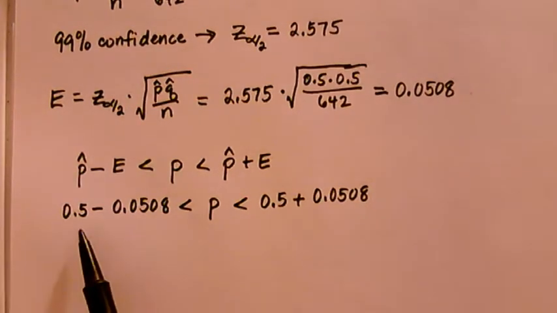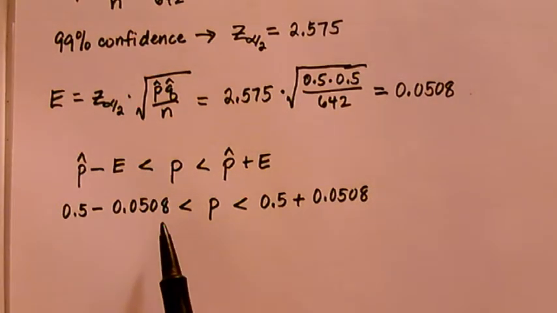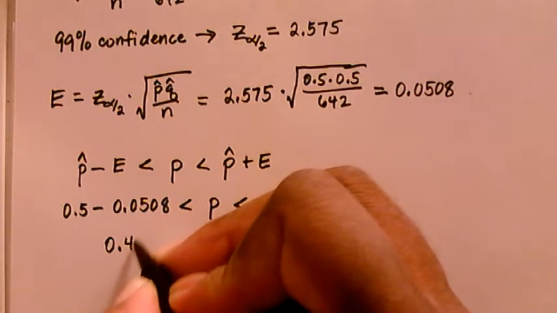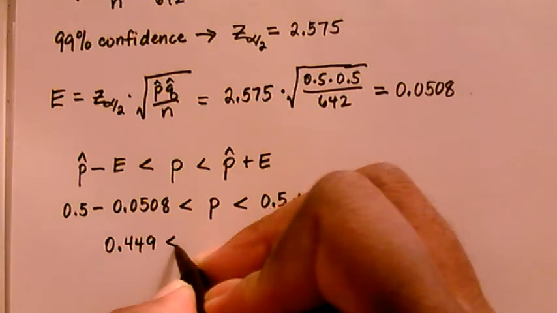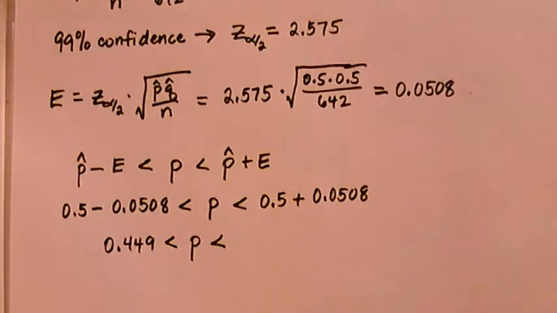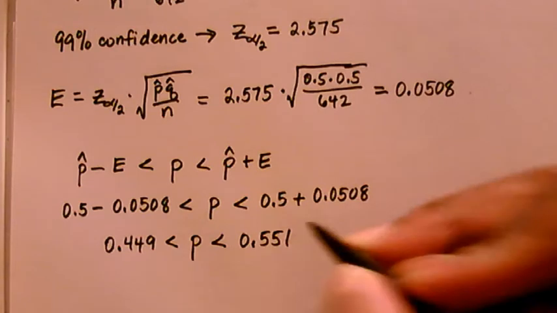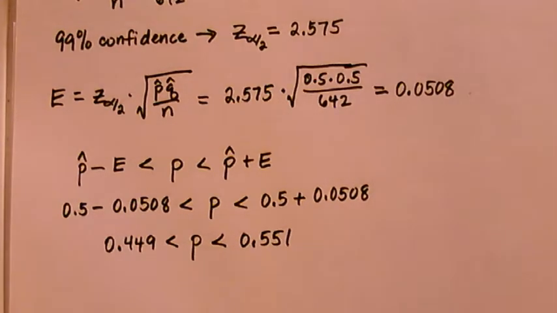Now, if you subtract 0.5 minus 0.0508, you're going to get 0.449. And that's rounded to 3 decimal places because we're told to round our confidence interval limits to 3 decimal places. And then on the right side, 0.5 plus 0.0508, rounded to 3 decimal places, that would be 0.551. Okay? So that's our confidence interval.